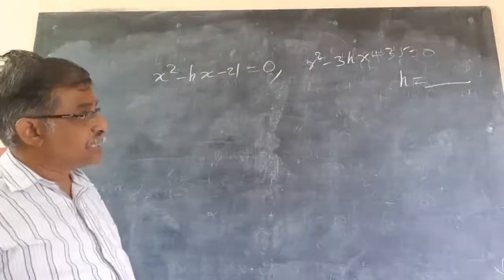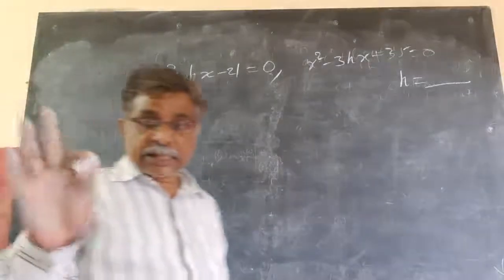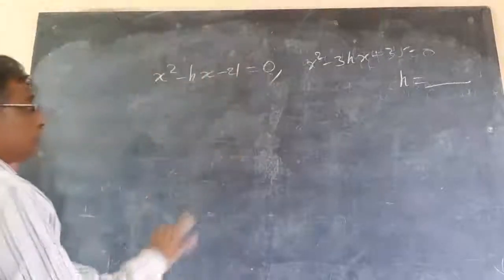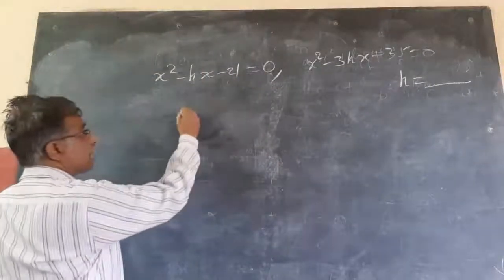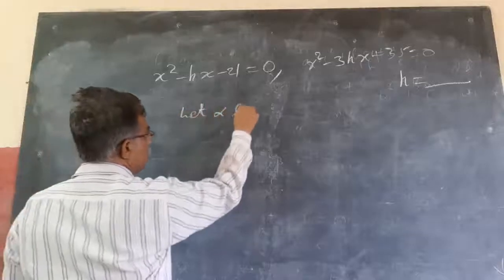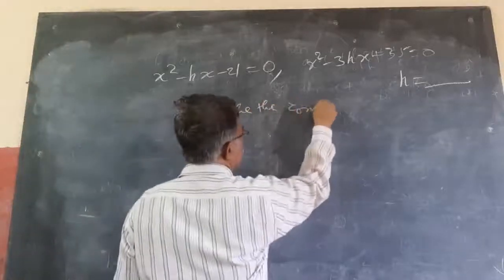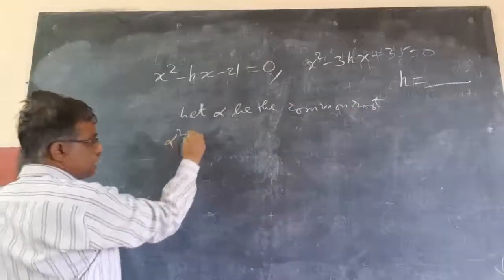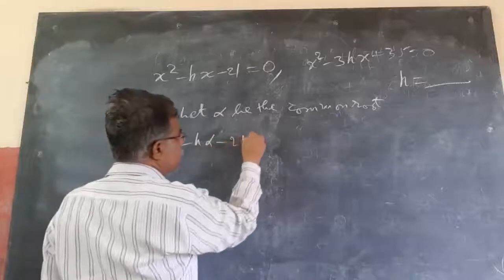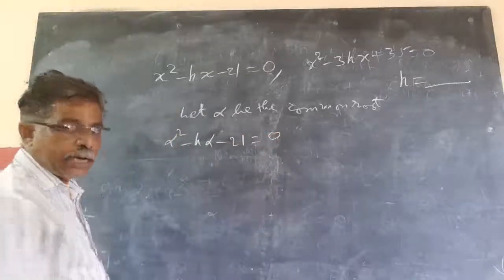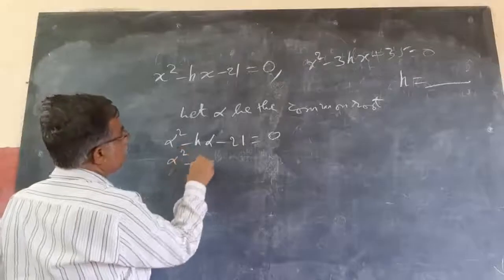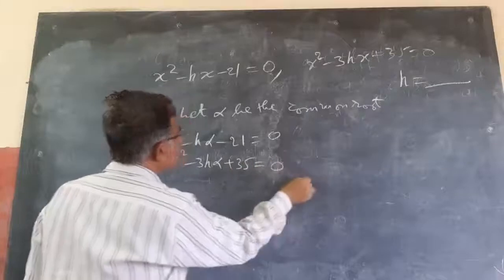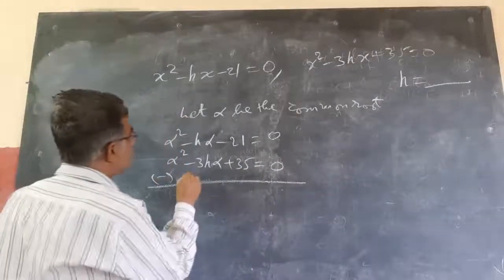So there are two ways of doing it. One is using the condition, the other way is solving by letting alpha be the common root. Two methods. So I am trying by letting alpha be the common root. So what happens? Alpha square minus h alpha minus 21 equal to 0. Next, alpha square minus 3h alpha plus 35 equal to 0. Now the elimination method. I am eliminating alpha square.